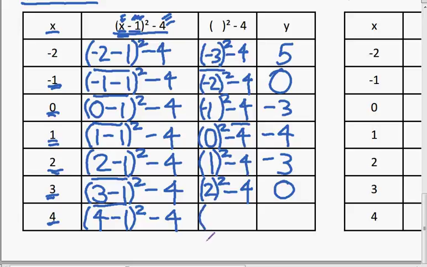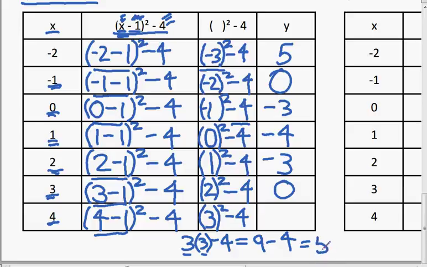And my parentheses, I do the parentheses first. 4 minus 1, 4 minus 1 is 3. I square that, I subtract 4. So 3 squared, 3 times 3 minus 4 equals 9 minus 4, because I do the 3 times 3 first. 9 minus 4 equals 5. Okay.